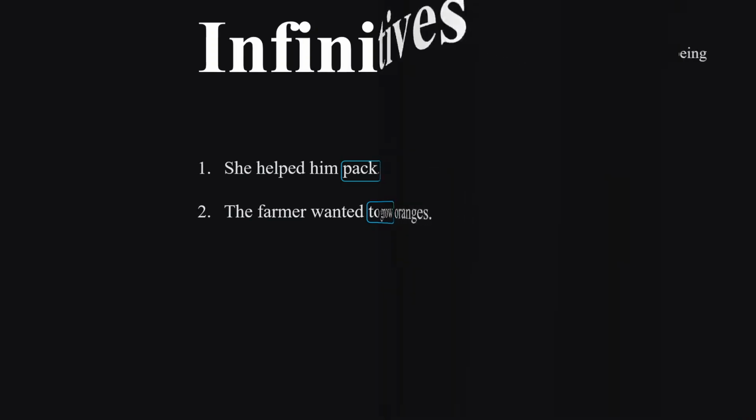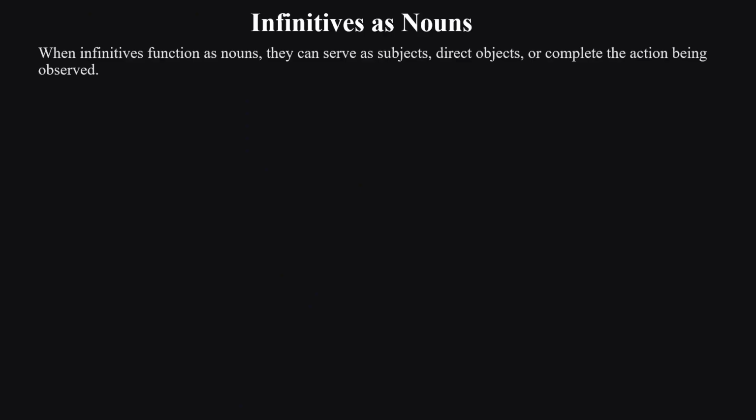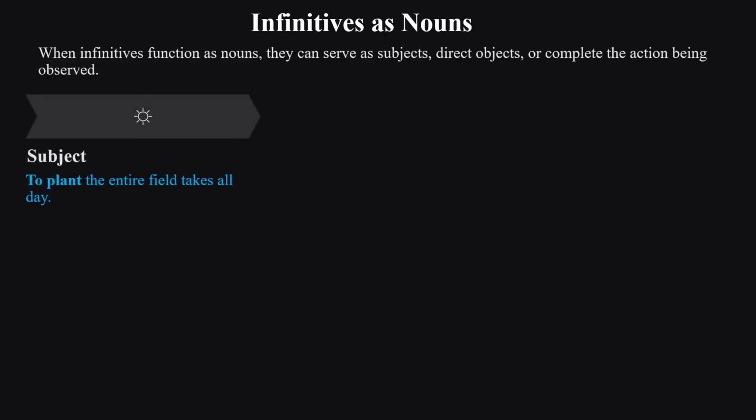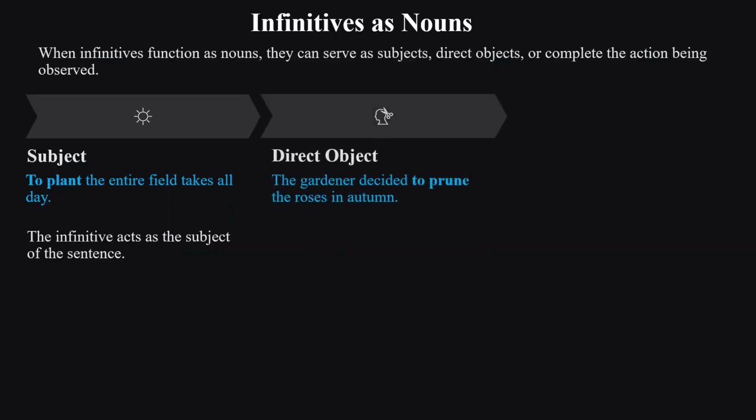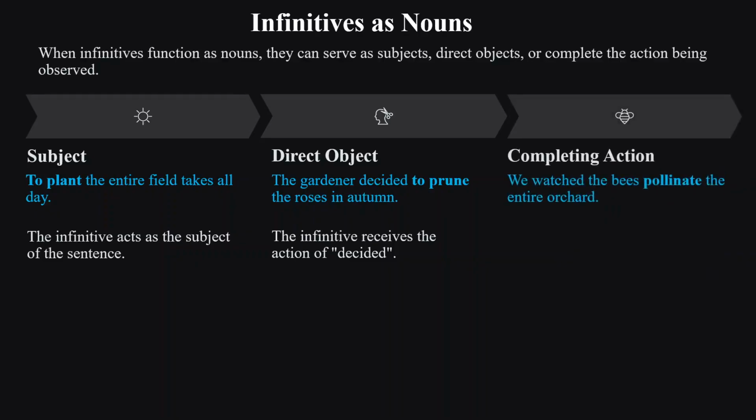Infinitives can function as a noun, an adjective, or an adverb. Infinitives as nouns. When infinitives function as nouns, they can serve as subjects, direct objects, or complete the action being observed. Subject: to plant the entire field takes all day. Here, the infinitive to plant acts as the subject of the sentence. Direct object: the gardener decided to prune the roses. In this example, the infinitive to prune is the thing that was decided. It receives the action of the verb decided. Completing action: in the sentence, we watched the bees pollinate the entire orchard, the bare infinitive pollinate completes what was watched.